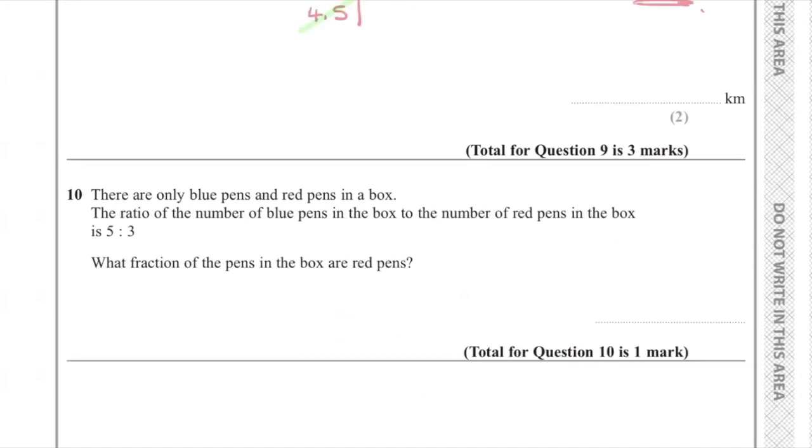Okay, so we've got blue and red pens in a box, and we've been given a ratio. The first thing we're going to do is code that ratio out. So we've got blue to red, 5 to 3. We've got to work out what fraction of the pens in the box are red. Well, there are 3 out of a total of 8 pens. So that is our fraction.